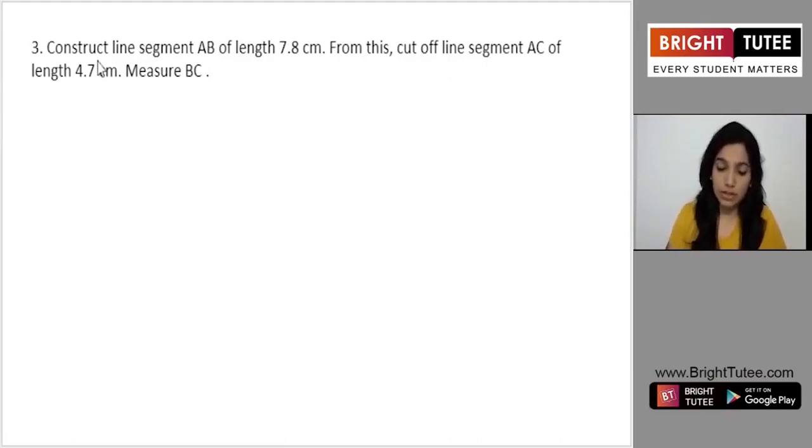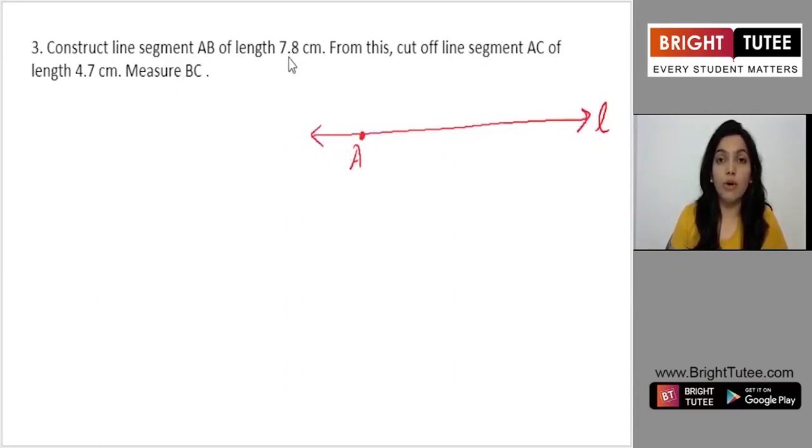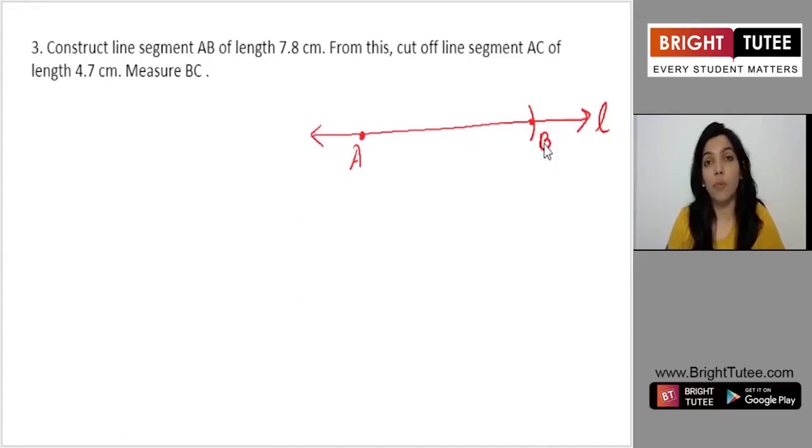Okay, so it says construct a line segment AB. So first of all, we draw a straight line, say L. Then we mark a point on it, say A. Then we draw a line of length 7.8. So say here we get this point P that is of 7.8 centimeters. Now it is saying that cut off line segment AC of length 4.7.